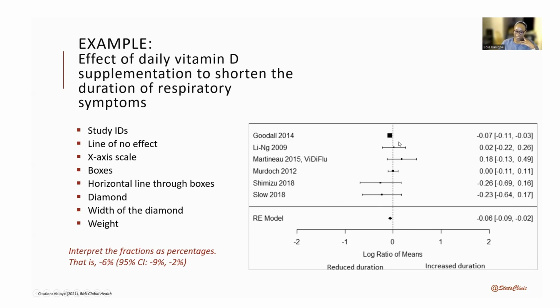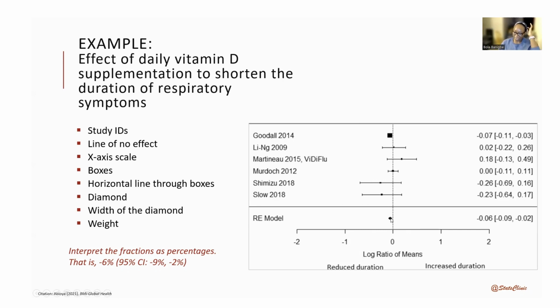You're looking at the boxes. The squares represent the point estimates, and the horizontal lines around the squares represent the 95% confidence interval. You can see here that Goodall et al. has the biggest square, so it already tells us that it has the highest weight in this meta-analysis. And then here is a diamond that represents the pooled estimate, and you can see it is the random effects model.